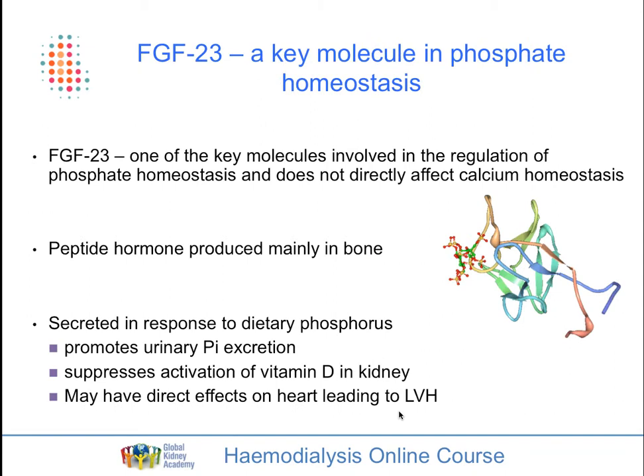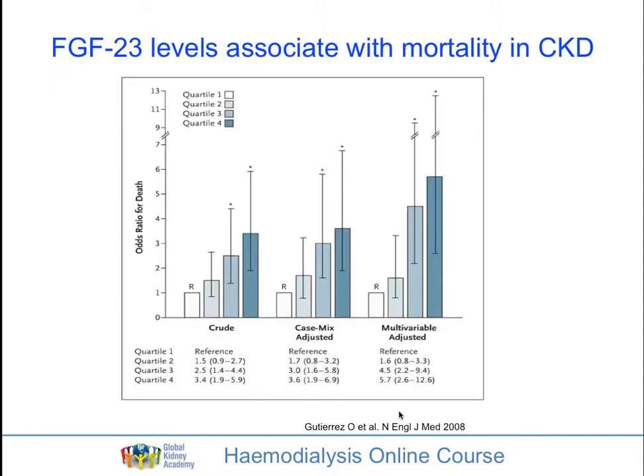Okay, you'll hear a lot about FGF-23, so let's just give you some key facts about FGF-23. It's obviously, as I said already, a key hormone involved in phosphate homeostasis. It doesn't directly affect calcium homeostasis. It's a peptide that's produced mainly by osteoblasts and osteocytes, and it's secreted in response to dietary phosphate. It's a phosphaturic hormone, so it increases urinary phosphate excretion. It inhibits vitamin D activation in the kidney, and it may have a direct effect on the heart, leading to left ventricular hypertrophy.